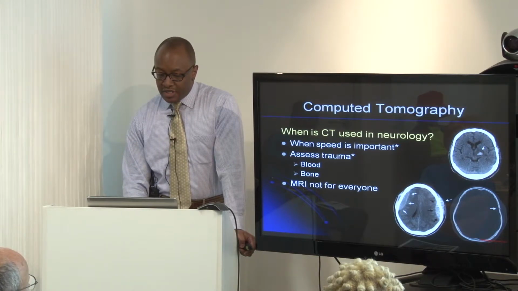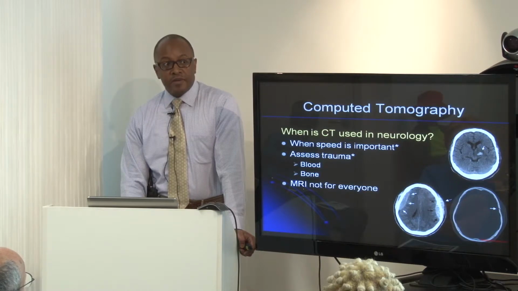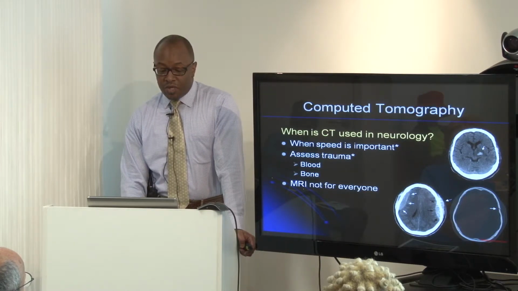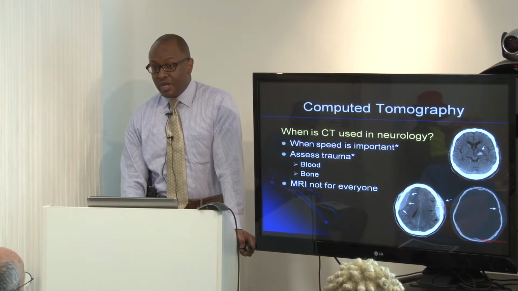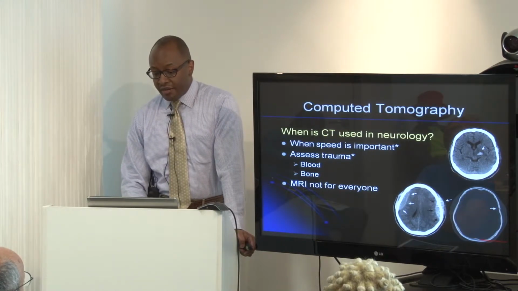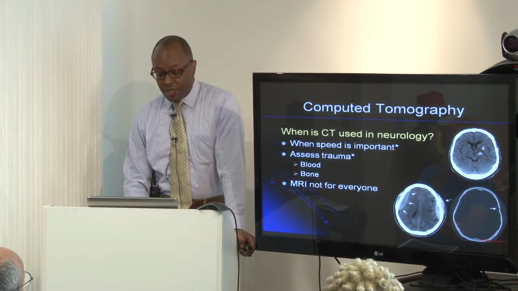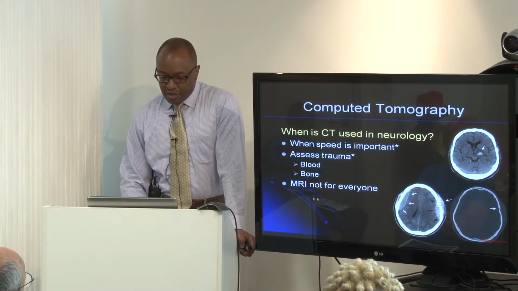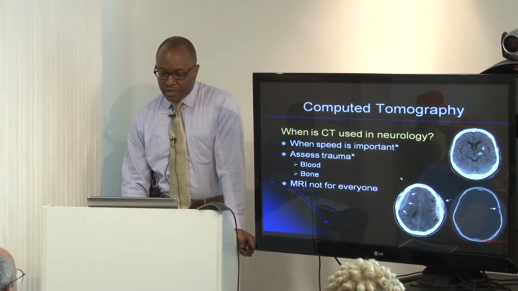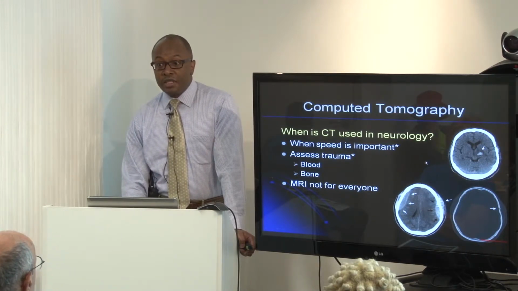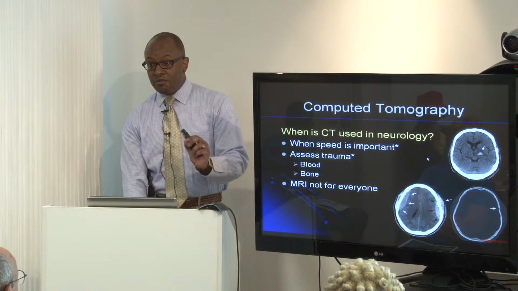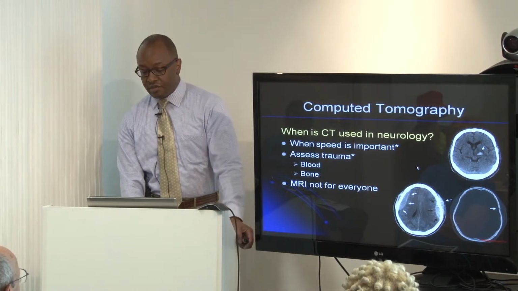I'm trying to get my arrow again so I can show you these different structures. The other thing that CT can be used for is to assess trauma. And there are a couple of reasons why we want to use CT to assess trauma. One is because usually when there's a trauma, we want to get our information quickly, right? So the speed comes in again. But the other thing that's important is that CT is very good at picking up bone and blood and picking up the difference between bone and blood and the other structures around them.